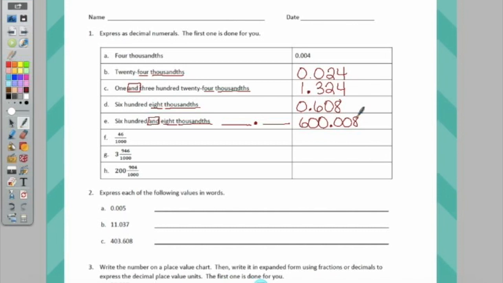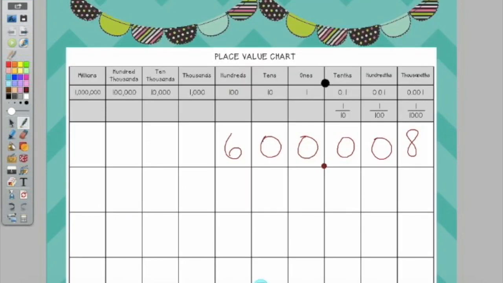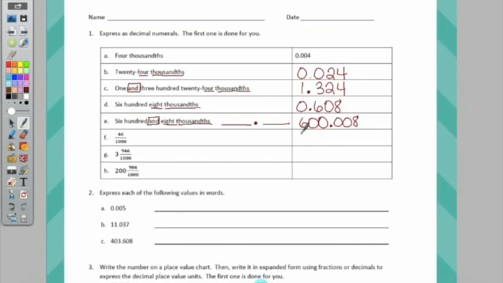This one's fun. How do you say F? 46 thousandths. How do you write 46 thousandths? Well, let's talk about it. What's the last digit I write? 6. What place value? Now what do I do? Fill in with my zeros. I'm sorry you can't see very well. You can always look at the computer, remember, okay? All right, so 46 thousandths looks like that. Okay, the next one.